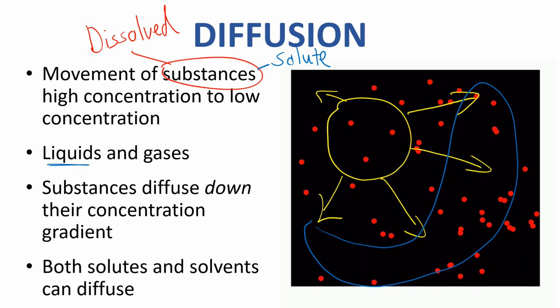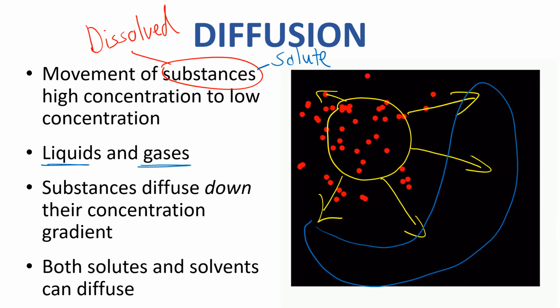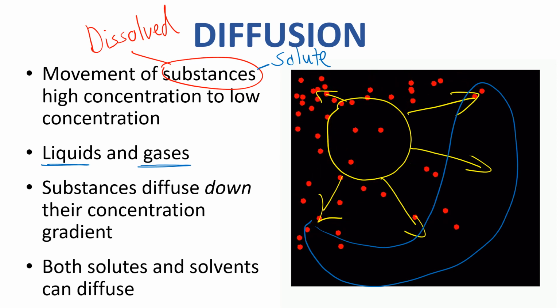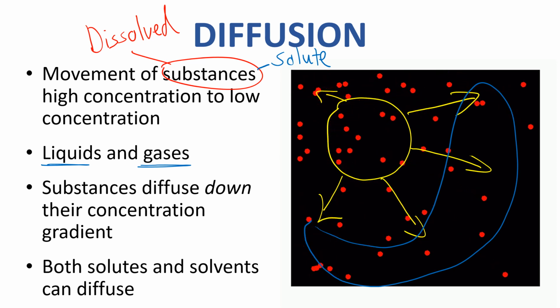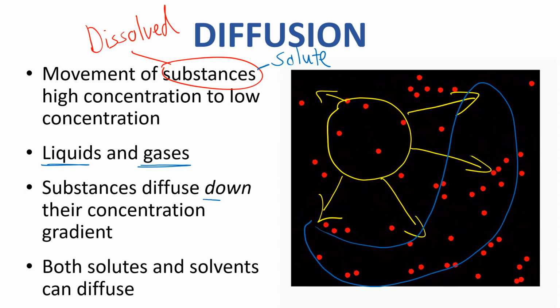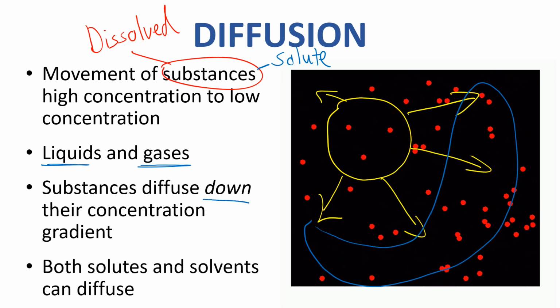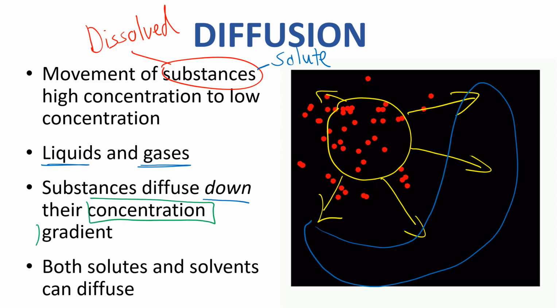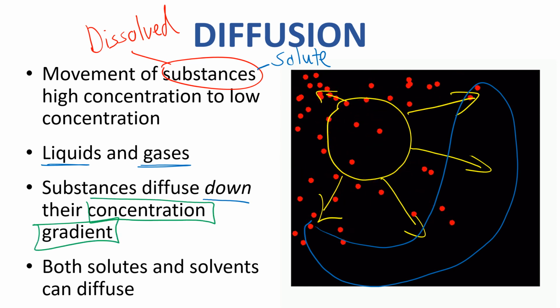Diffusion can happen in liquids and in gases because the particles can move freely in both of those materials. And when we say something's diffusing from high to low, we say it's diffusing down its concentration gradient. That just means from an area of high to low concentration.